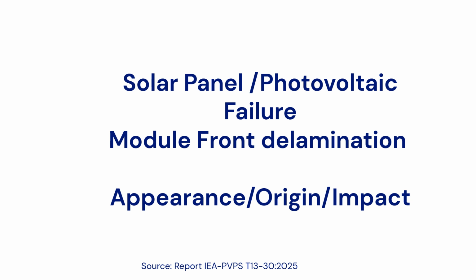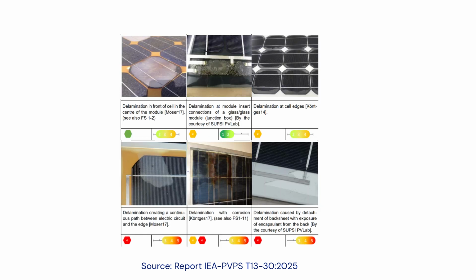Any local separation of the layers between the front glass and the encapsulant or the cell and the encapsulant, visible as bubbles or as bright, milky area. It may appear continuous or in spots. The position and size of the delamination or bubble depends on the origin and progress of the failure.